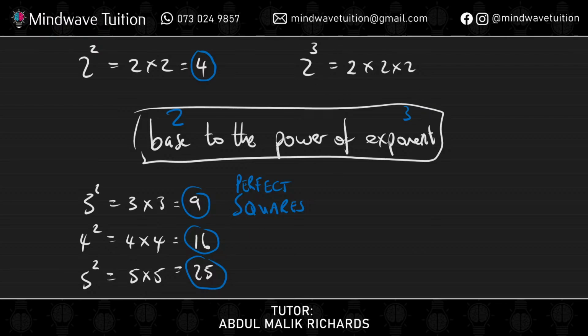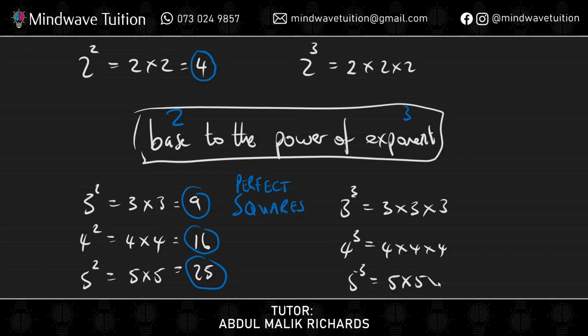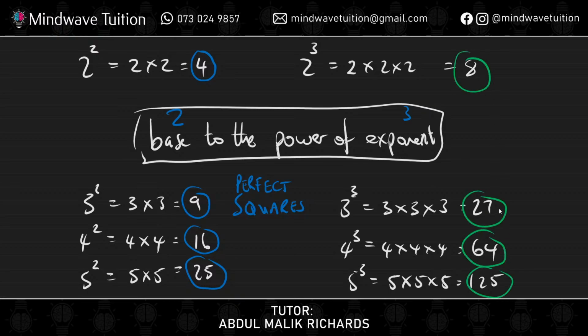Similarly here with to the power of 3. If you say 3 to the power of 3, it's going to be 3 times 3 times 3. 4 to the power of 3 is 4 times 4 times 4, and so on and so forth. So when we answer these, 2 times 2 times 2 is going to give you 8. 3 times 3 times 3 is 27. 4 times 4 times 4 is 64. And 5 times 5 times 5 is 125. These ones over here are known as perfect cubes.